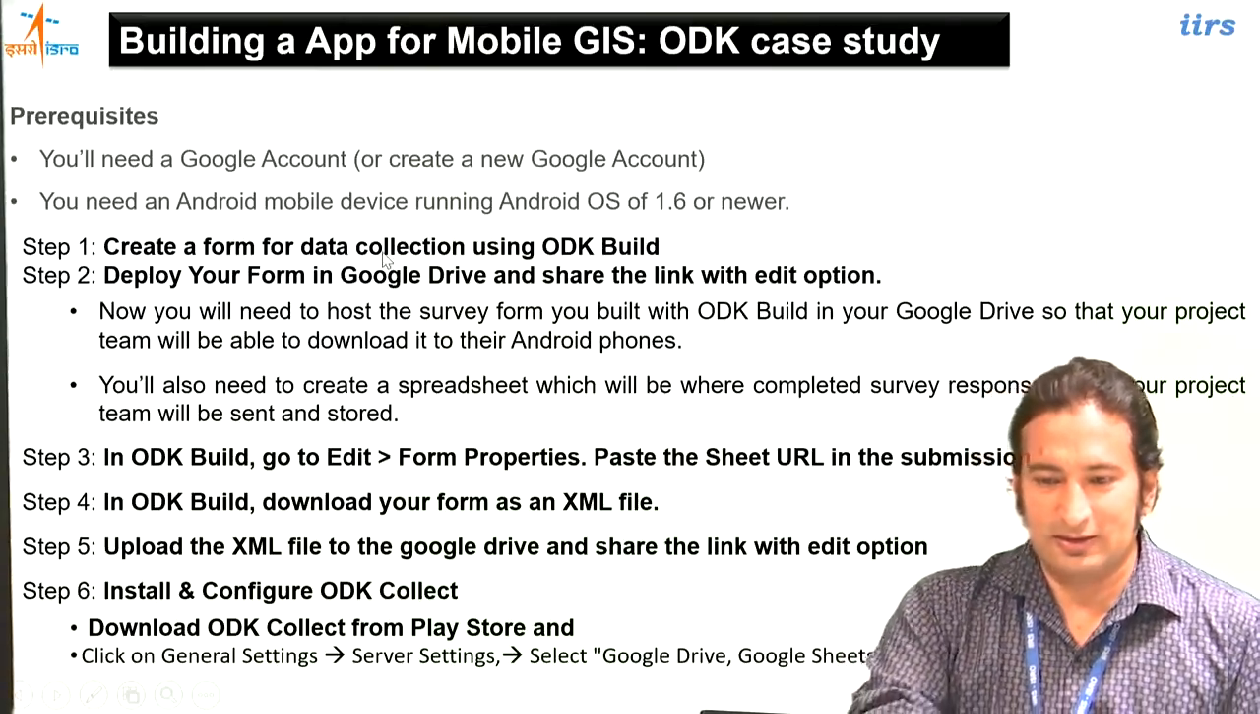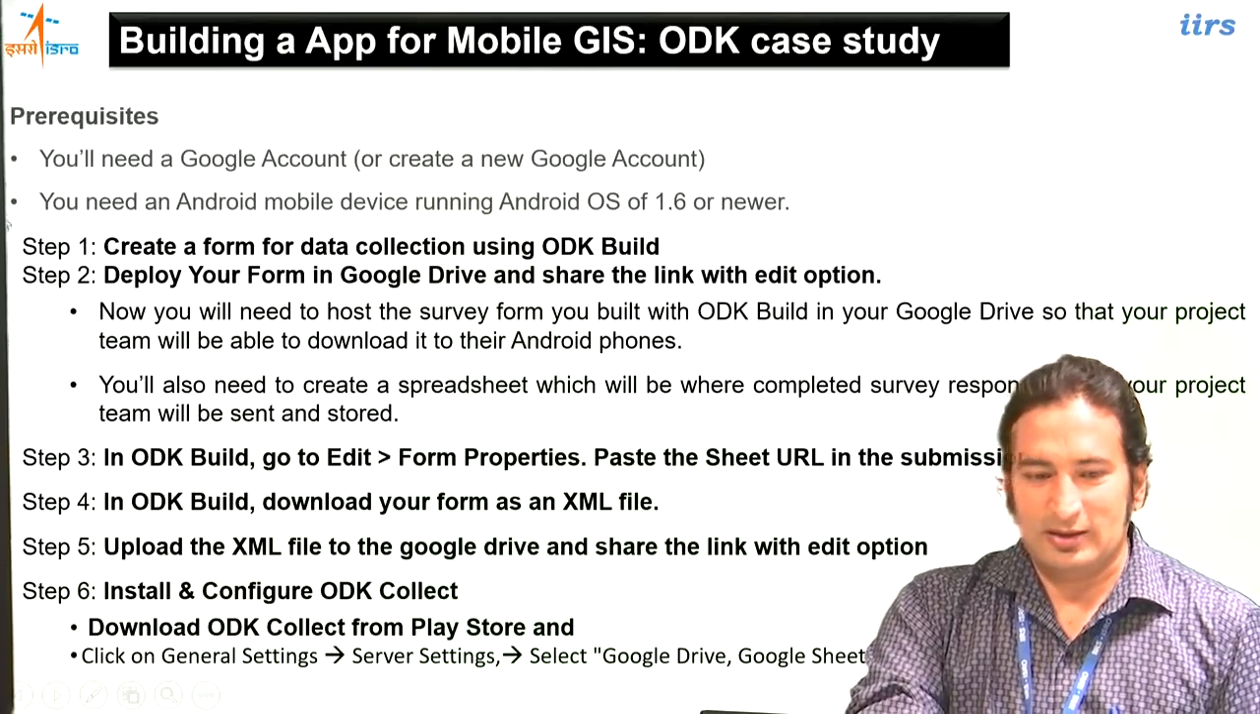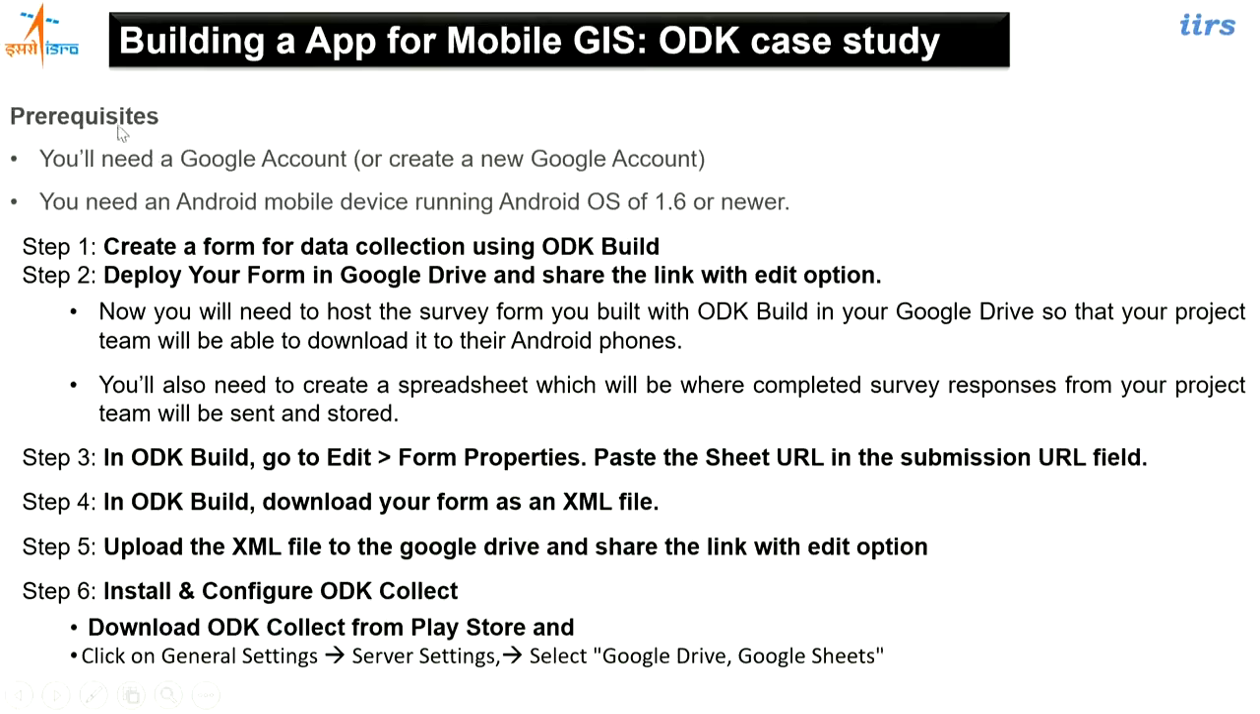Okay, now let us take the development of a mobile app, or the mobile GIS application. So, what are the prerequisites for it? You will need a Google account, or if you don't have one, you can create it, and you need an Android mobile phone running Android version 1.6 or a newer, higher version. It can be any phone.